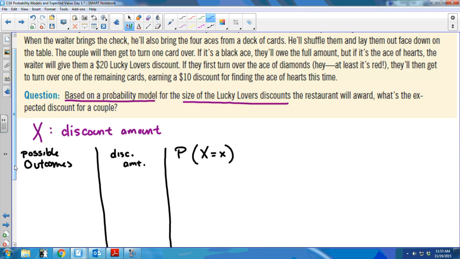Okay? And I'm going to do this how I would do it reading through the question. If it's a black ace, then they owe the full amount. So one possible outcome is you draw a black ace. If you draw a black ace, then what is the amount of your discount? 0. Now what's the probability that you draw a black ace?